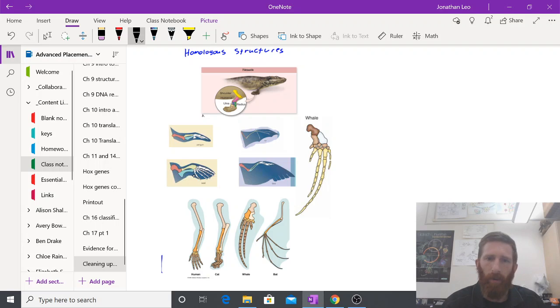And so we can even look further, and we can look at these mammals: humans, cats, whales, and bats, all mammals that have the same basic structure, but they're used for lots of different things: flying, swimming, walking, and then grasping, right? So why in the world would we have similar structures for such different things? Well, it's because we all share a recent common ancestor.